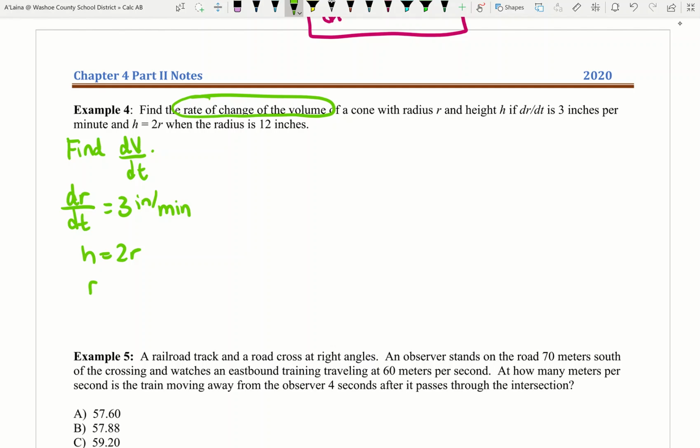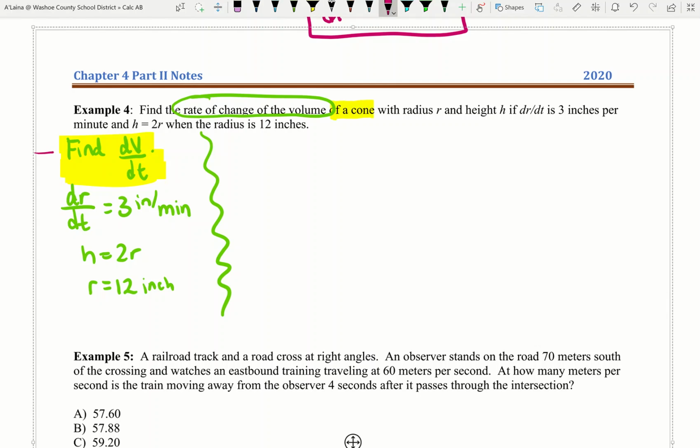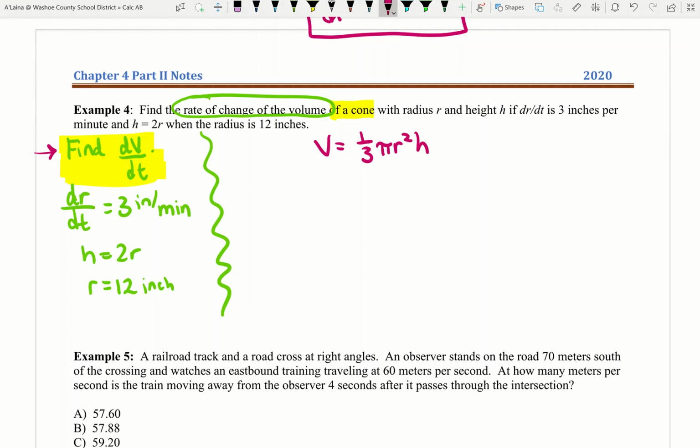And we are looking specifically at the instant that the radius is 12 inches. Remember, derivatives are rates of change at an instant, not over an interval. So for this example, I want to ultimately find the rate of change of the volume of this cone. If you know what you're trying to find, that can help you decide what formula you should be working with. We want to start off with the volume of the cone, so then I could take a derivative to find the rate of change of the volume. The formula for the volume of a cone is 1/3 pi r squared h. This is 1/3 of a cylinder's volume.